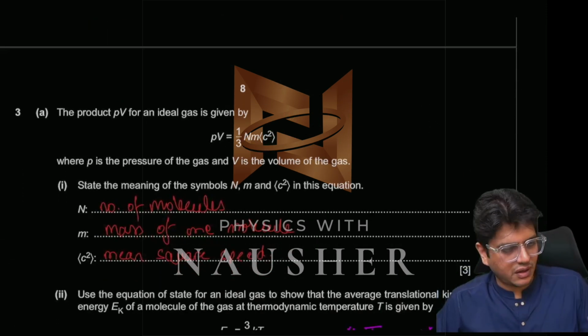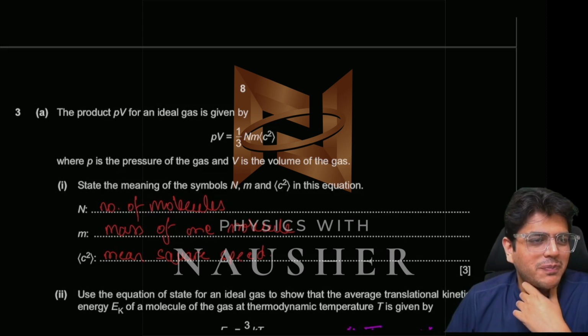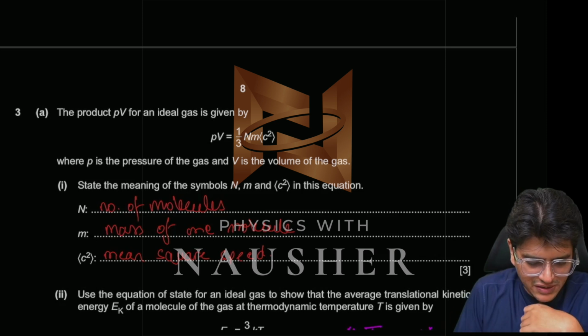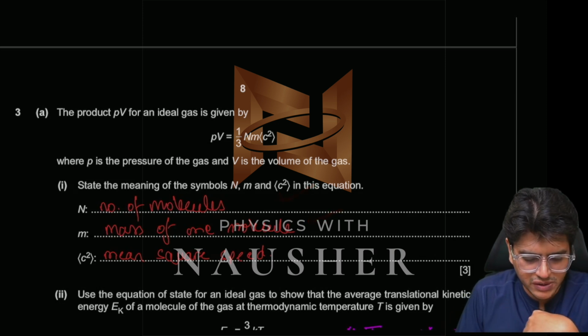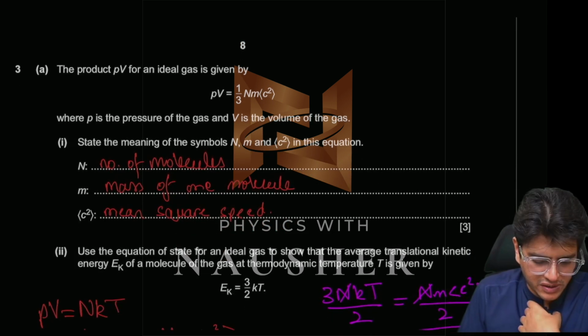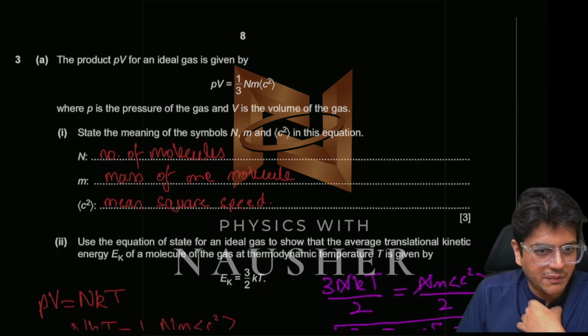Question number 3. Ideal gas. The product PV of an ideal gas is given by this expression, 1 by 3 N m mean square speed. What is N? N is the number of molecules. m is the mass of one molecule. And mean square speed is c squared. Use the equation for an ideal gas to show that this is the expression. You should know this. How do you derive this?